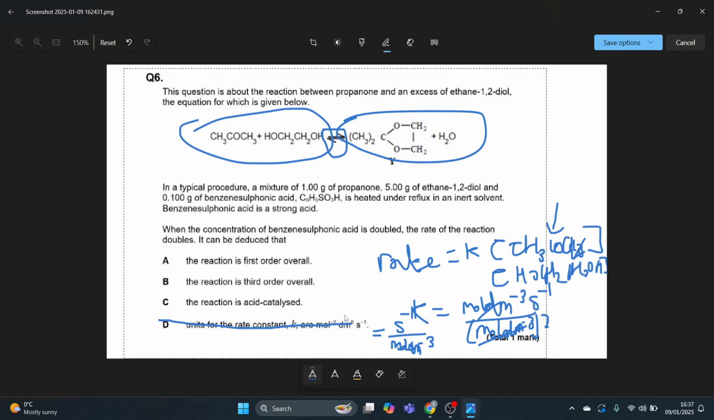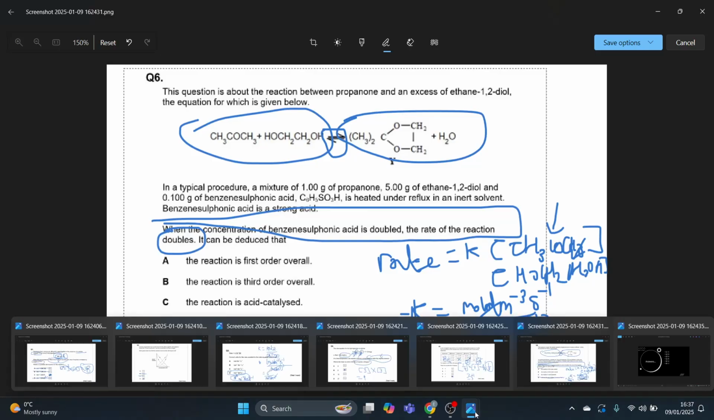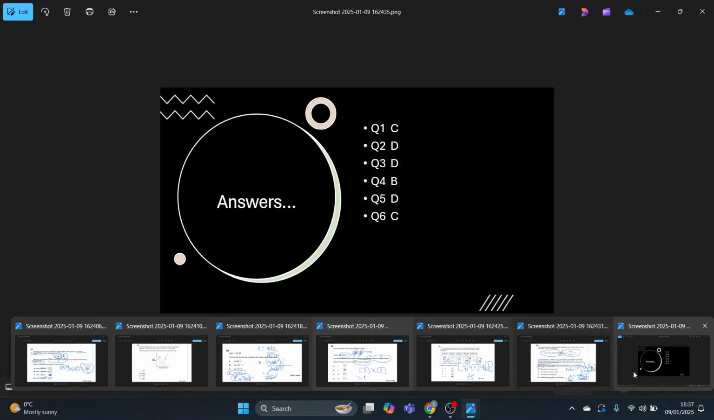The reaction is acid catalyzed. The reaction is first order overall. That just doesn't make sense. How can it be first order overall? And it tells me when the concentration of benzene sulfonic acid is doubled, the rate of reaction doubles. Okay. To be honest, I'm not extremely sure for this one, so let's mark the rest, and then we'll go to that.